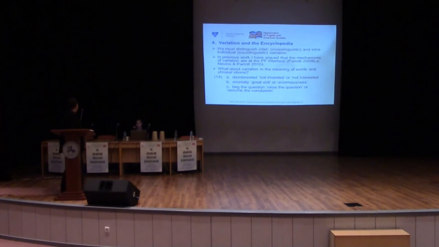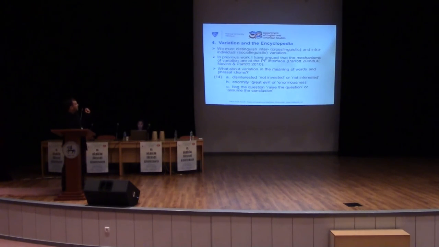So this is the end. So, variation and the encyclopedia, this is sort of what I'm building up to with all this. What's variation? I want to make a distinction. I think it's really important to distinguish between inter-individual variation, or between-individual variation, which we all know about, that's cross-linguistic variation, and linguistics has studied this a lot. But there's also intra-individual variation within the same person, and this is usually called sociolinguistic variation because the variants typically have some kind of social meaning attached to them.